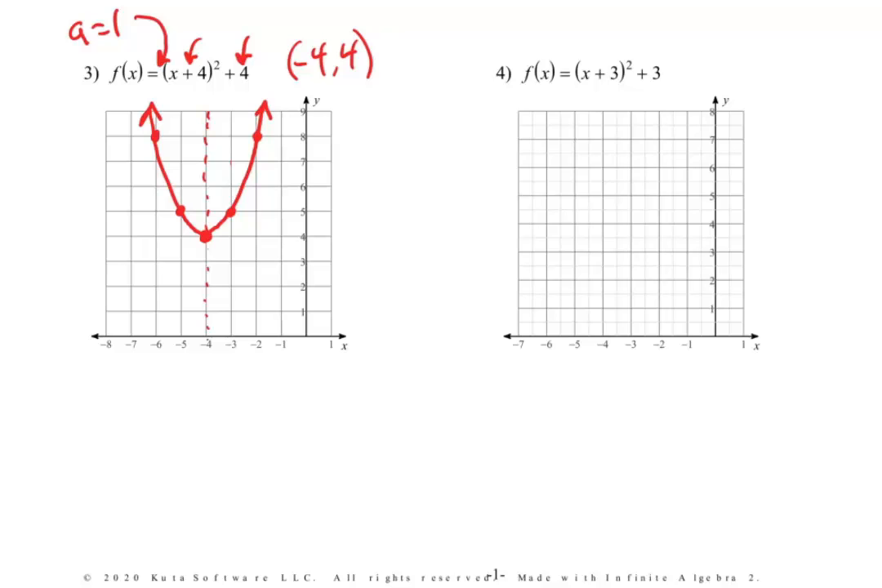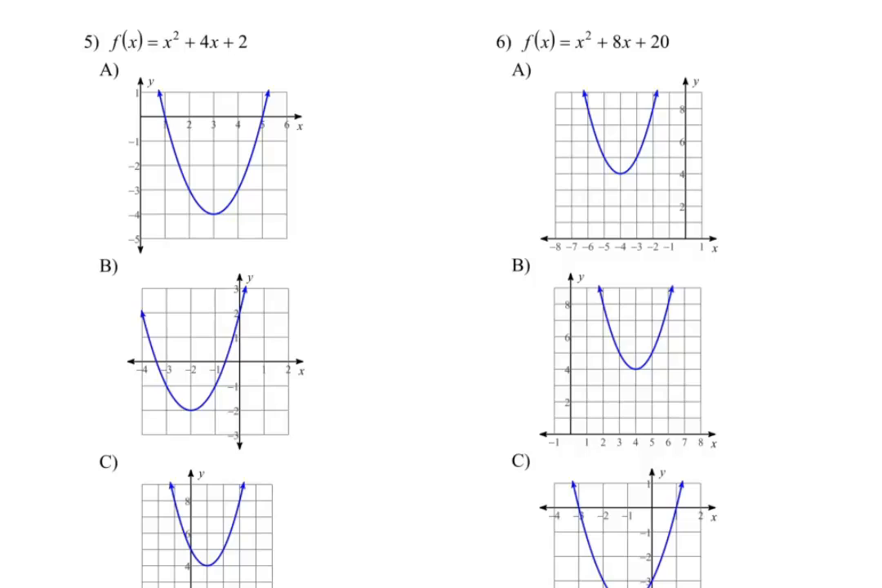Now try number 4. Okay, number 5, it's multiple choice, but I still need to figure out where is the axis of symmetry and how high up is it. So I'm going to do the formula negative b over 2a. Negative, and now b is 4, over 2a, and a is 1 because you don't see a number in front of x squared, so it must be 1. This is negative 4 over 2, or negative 2. So that's the x coordinate of the vertex.